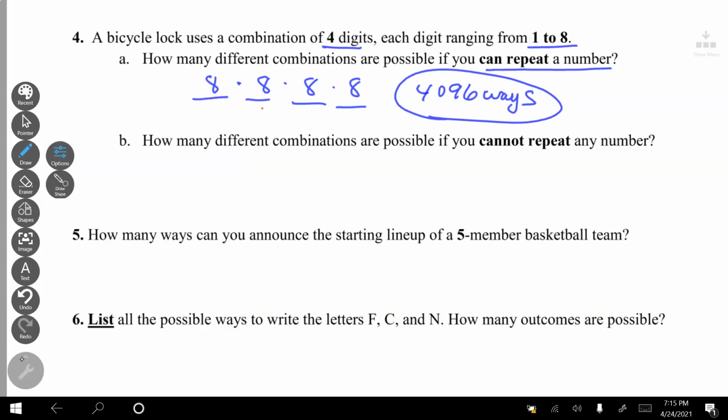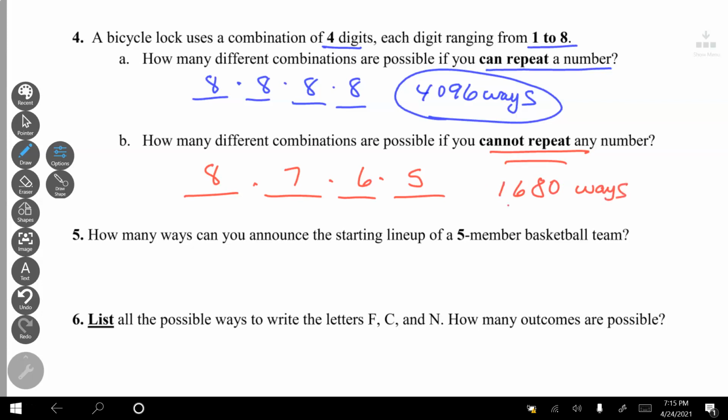Now, I cannot repeat, but I still have 1, 2, 3, 4. 8, I can't use this one. 7, can't use this one. 6, can't use that one. 5, and now I only have 1,680 ways. I lost a lot of ways. I lost a lot of numbers I can do.